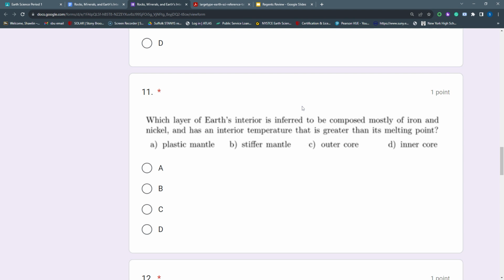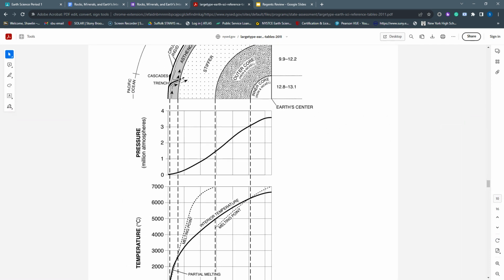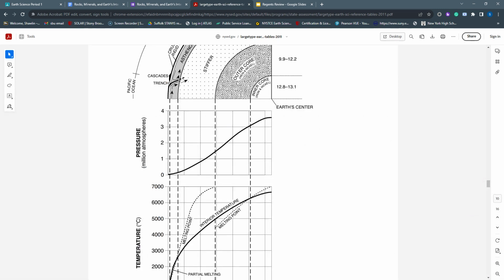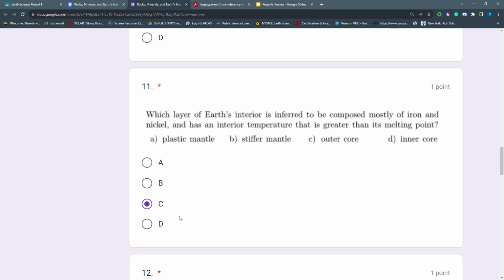Okay. So, which layer of the Earth's interior is composed mostly of iron and nickel, but also has an interior temperature that is greater than its melting point? To figure that out, I go down here and I see that for the outer core, the interior temperature is higher than the melting point. But for the inner core, the melting point is higher than the interior temperature. I'm looking for the interior temperature that is greater than the melting point, so that must be the outer core. That's why the correct answer is C, outer core.